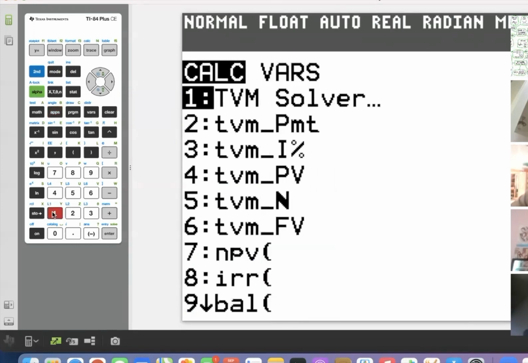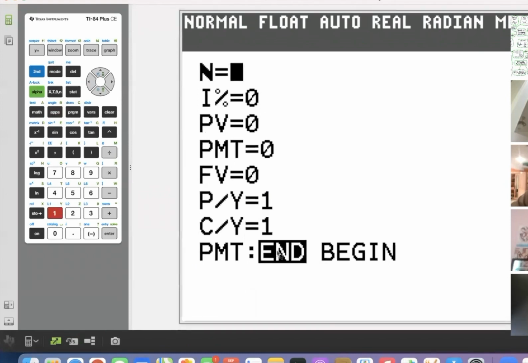Number 1, finance. First apps, finance, then TVM solver. You can see TVM solver, number 1. So this will come on your screen, and solving of complex financial mathematical problems will become easier. You see N, as we have seen, N is what?